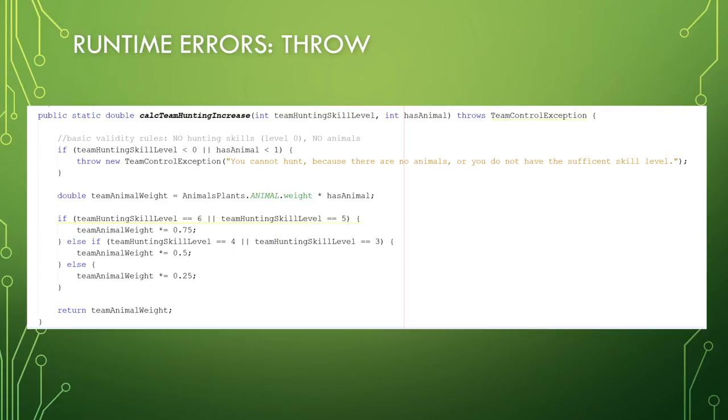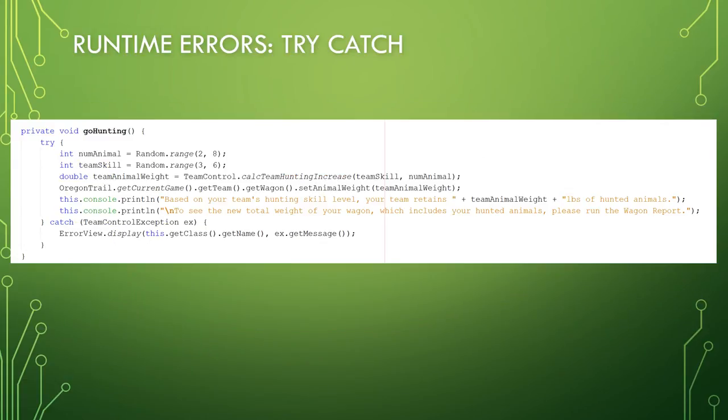This example is in the team control, and we actually throw a lot of errors here. But one of them is you can't hunt if there aren't any animals in the area, or if you don't have a sufficient skill level. So it's thrown here in the control layer. And here you can see in the view layer is the try catch statement. If there are no errors, then you can go ahead and hunt.